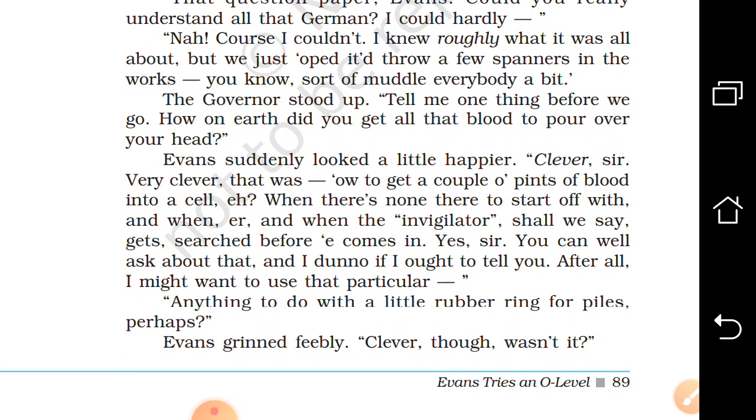How on earth did you get all that blood to pour over your head? Evans suddenly looked a little happier. Evans also felt very happy to explain it. Clever, sir. Very clever that was.